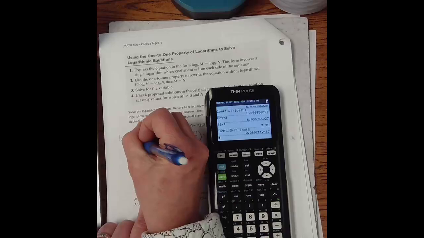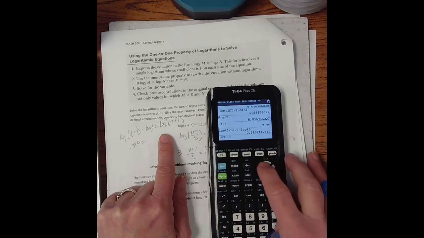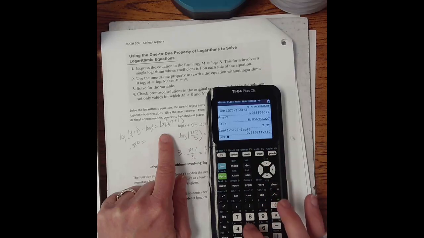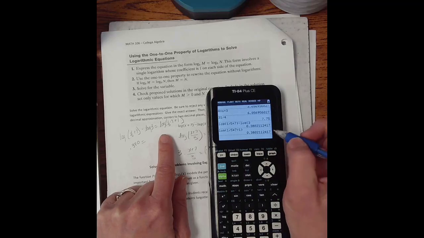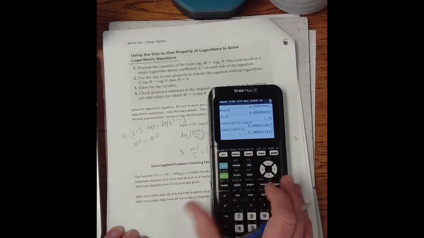So then I'm going to go back. I'm going to go with the log of, whoops, I didn't need another parentheses. 1 divided by 5 times 7 plus 1, and close my parentheses. And if you notice, I get the exact same thing. So that tells me that it is an acceptable solution.